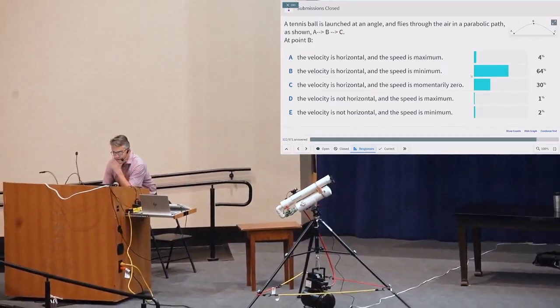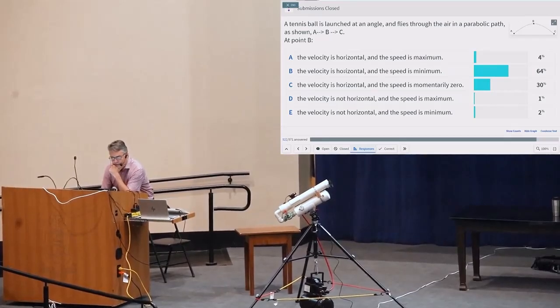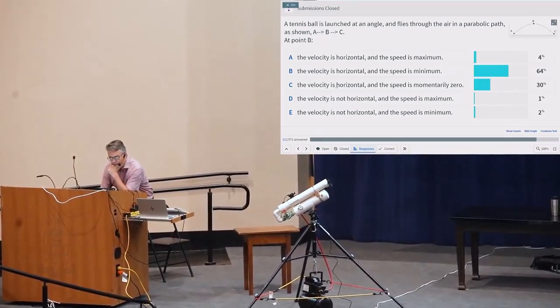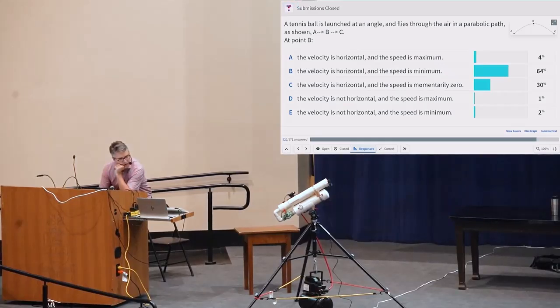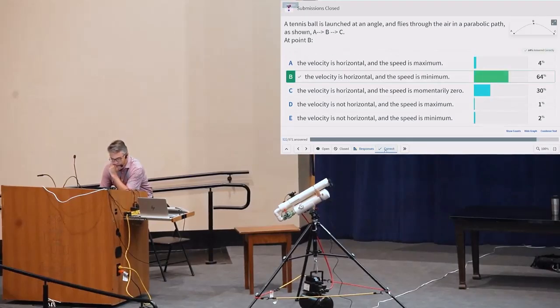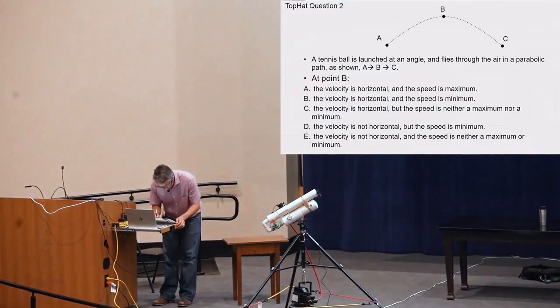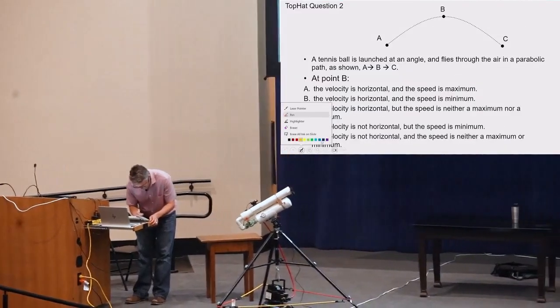So it's sort of between B and C. Velocity is horizontal, speed is minimum. Velocity is horizontal, and speed is momentarily 0. That's different than what it says on the screen over there. Sorry. Well, anyways, the answer is B that I was looking for. So anyway, the speed's not 0. That's my point.